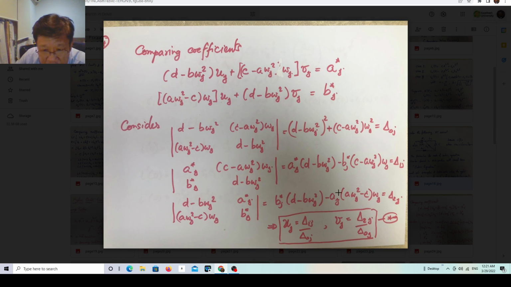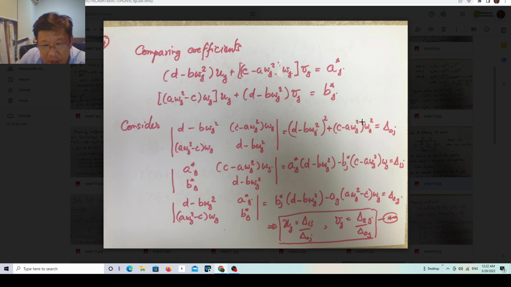This one should be a star. I forgot to write it. This should be a star. But a omega j is the same, but this one should be a star. So there are two mistakes in this equation.